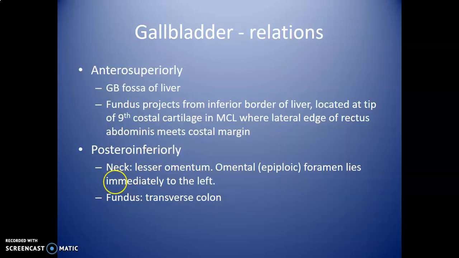What are the relations of the gallbladder? Anterior superiorly, you have the gallbladder fossa being formed by the liver. Then you also have the fundus of the gallbladder that projects from the border of the liver.